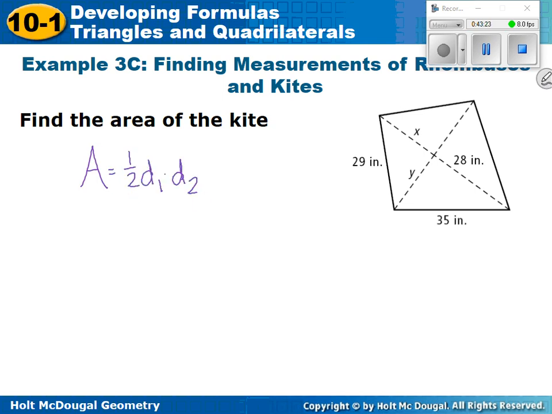All right, area equals 1/2 d1 times d2. You're multiplying the diagonals. Look at your picture. This is a kite. They don't tell me which two sides are the congruent sides, so we're going to have to assume which ones we think look like they're the congruent sides. Which ones look to be congruent?